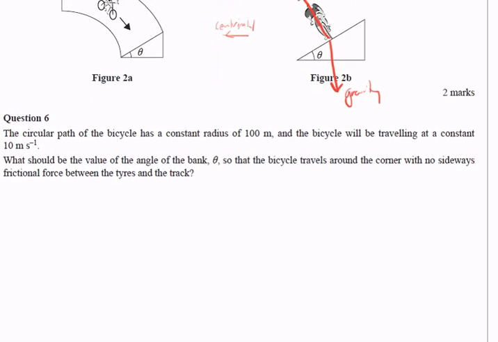The second question is saying the path of the bicycle has a radius of 100. The bicycle is travelling at 10 meters a second. What is the angle of the bank so that the bike travels around the corner with no sideways frictional force between the tyres and the track? Right, so in this case, the formula that I have on my cheat sheet is that tan theta equals centripetal over gravity force.